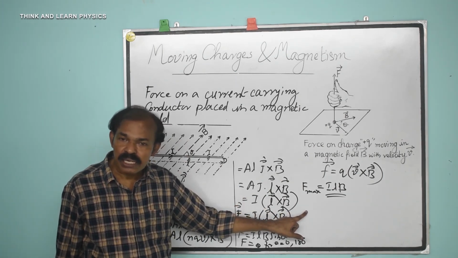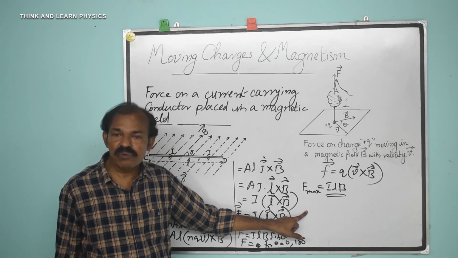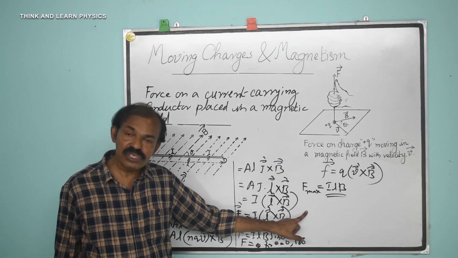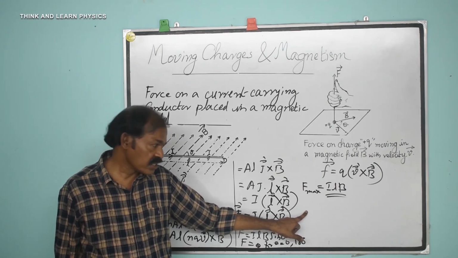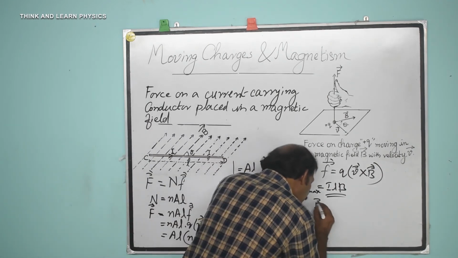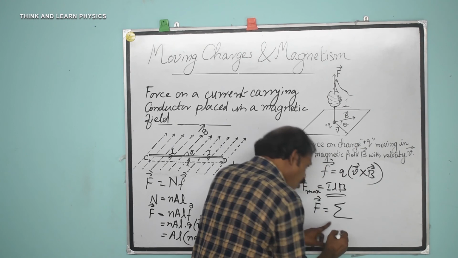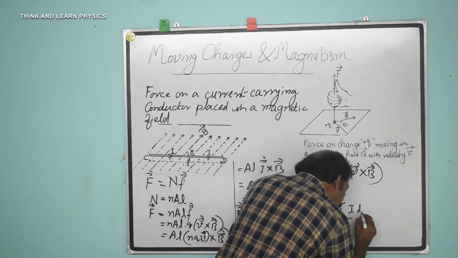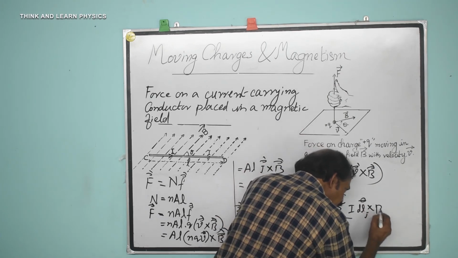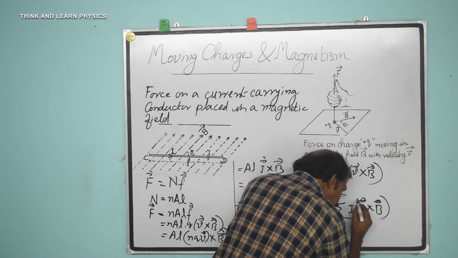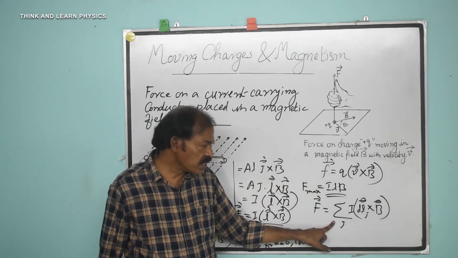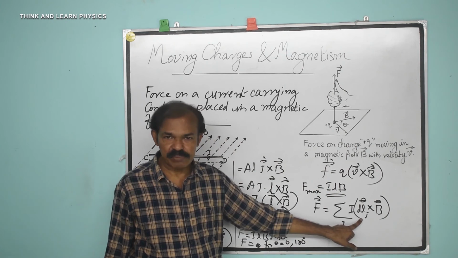Now, if this conductor is not straight and if it is bent, then we can imagine the conductor to be made up of a large number of small strips, each of length dl. Then the resultant force acting on the conductor is expressed as F vector equals sigma of I dl_j vector cross B vector. This is the expression. Summation is done for all the small strips.